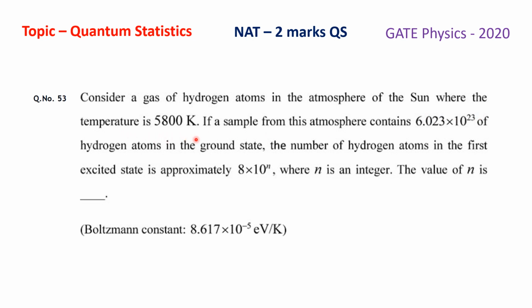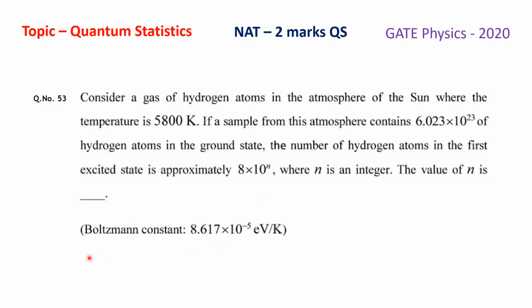5800 Kelvin. If a sample from this atmosphere contains 6.023 times 10 to the power 23 of hydrogen atoms in the ground state, the number of hydrogen atoms in the first excited state is approximately 8 times 10 to the power n, where n is an integer. The value of n is, so basically we have to find the integer value of n in this 8 into 10 to the power n.